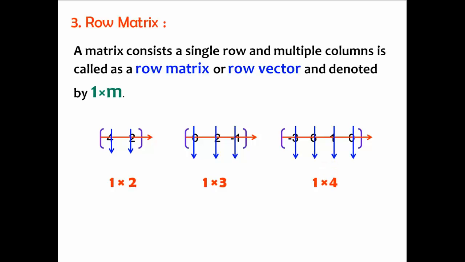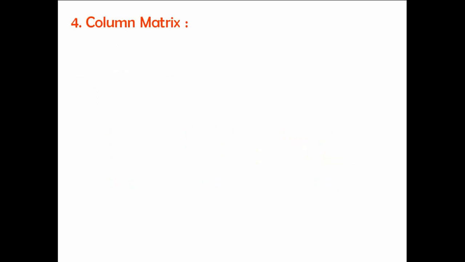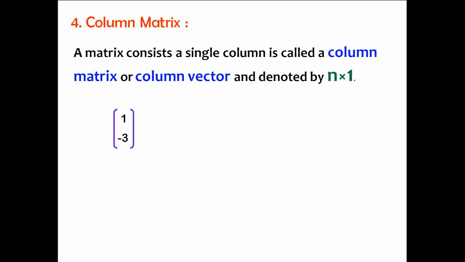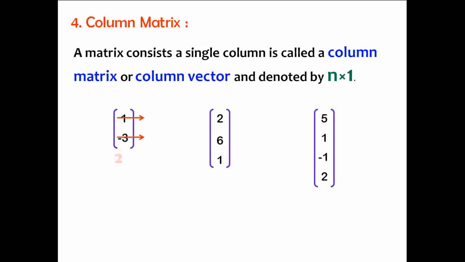4. Column matrix. A matrix that consists of a single column is called a column matrix or column vector, and is denoted by n by 1. We have 3 column matrices which have multiple rows and 1 column each.